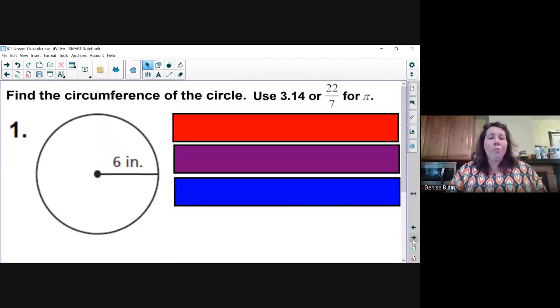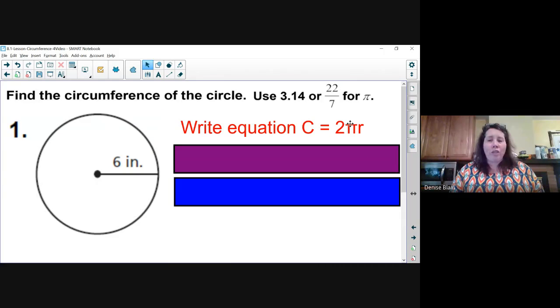So we're going to work through a problem together, and then I'm going to show you 3 other circles, and you're going to work to solve the circumference of each of them. So we have our circle with a radius of 6. The very first thing that I recommend you do is write down your equation. Since we are given the radius, I'm going to pick the equation that uses radius. So circumference equals 2 times pi times radius.